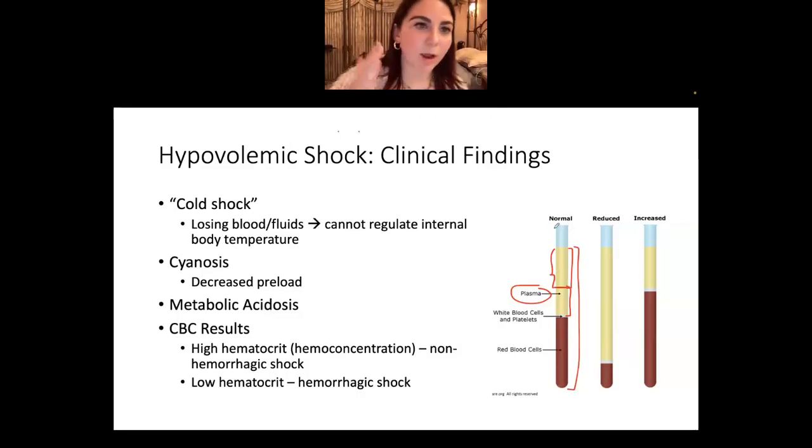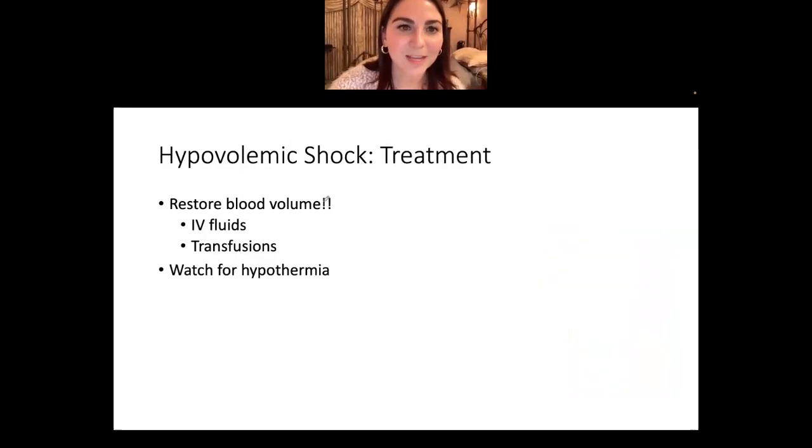Normally it should be around 30-something. I forget what the normal hematocrit is, I think it's 30-something. But if you have increased hematocrit, something that would happen with non-hemorrhagic shock where you're not losing blood but you're losing plasma and volume, you'll see a high hematocrit. So overall, there are more red blood cells than there basically should be. A low hematocrit is if you're bleeding out, that's when you have fewer red blood cells than you should. Again, I just wanted you to be aware that if they give you a CBC, that's why they're giving you a CBC.